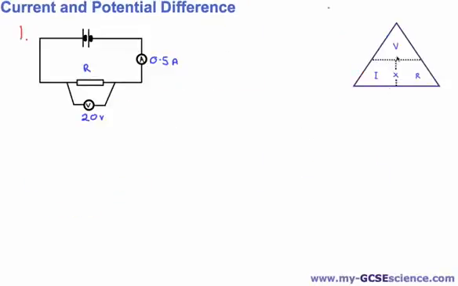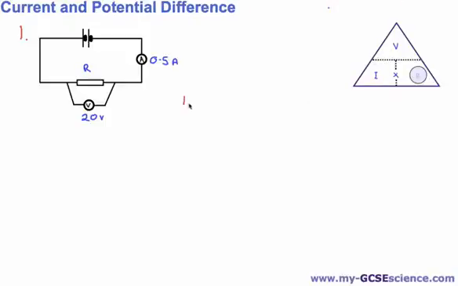So there's our formula triangle ready for us to use, and I've got a question here. I don't know what R is, I don't know what the resistance is, but I do know the current and I do know the potential difference across that resistor. So how would we work that out? Well, we'd go to our formula. We want to work out resistance, so we can just cover that up, and we have resistance is voltage or potential difference over current, and that over just means divided by.